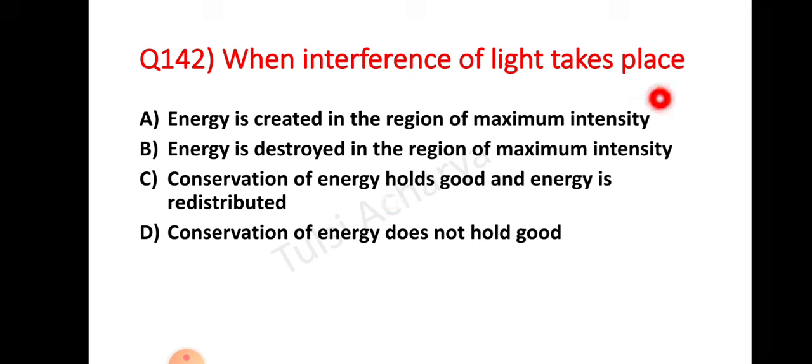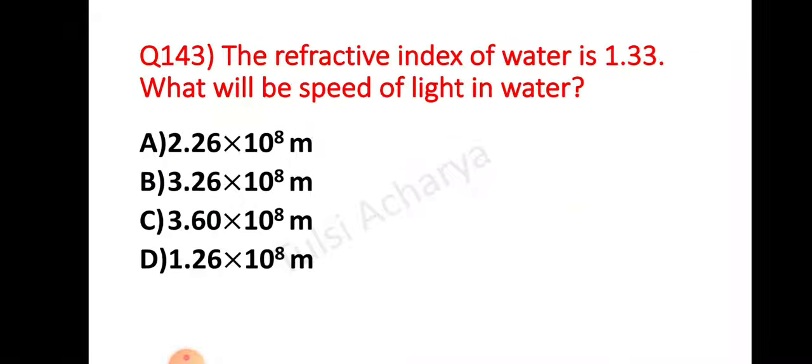When interference of light takes place, then conservation of energy holds and energy is redistributed. Option choice is C. The energy coming from two slits will be redistributed in dark and bright fringe. That is, conservation of energy holds and energy is redistributed. Option choice C. Now let's move to question number 143.